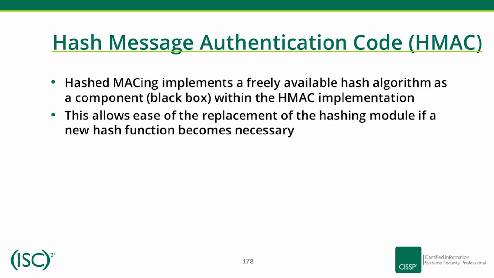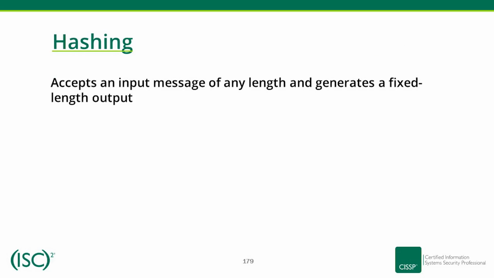Hashed MAC implements a freely available hash algorithm as a component, black box, within the HMAC implementation. This allows ease of the replacement of the hashing module if a new hash function becomes necessary. Hashing accepts an input message of any length and generates a fixed length output.